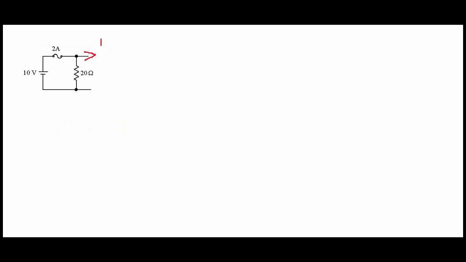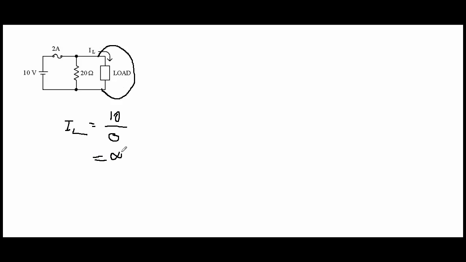Okay, what about the other extreme? If this load was shorted, so if we put a short circuit here, that means the resistance of the load is 0. Well, in that case, what happens to the current? The whole current is going like that. So I load equals 10 over 0 resistance, which equals infinity of current, and that is not acceptable. The fuse will burn down, so a very small resistance is not acceptable.